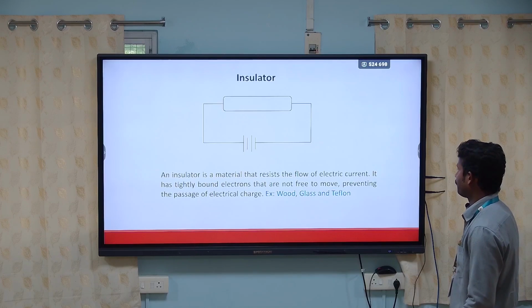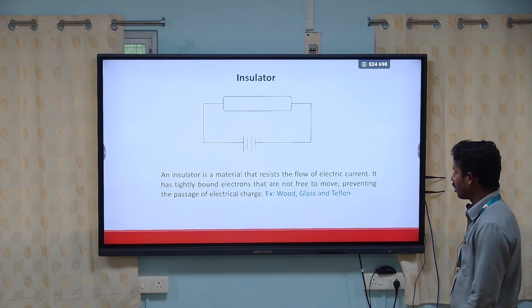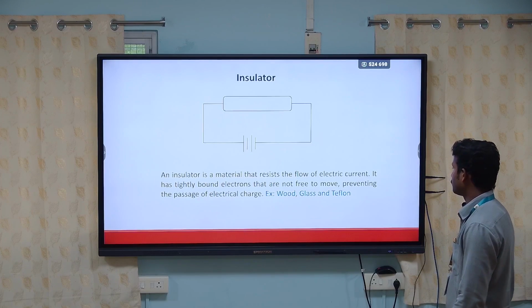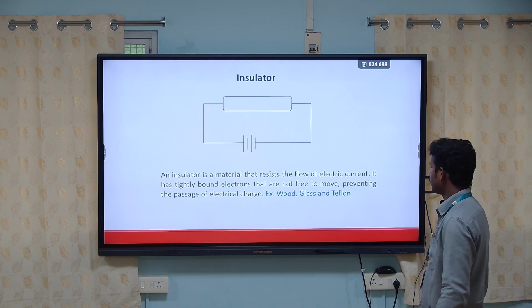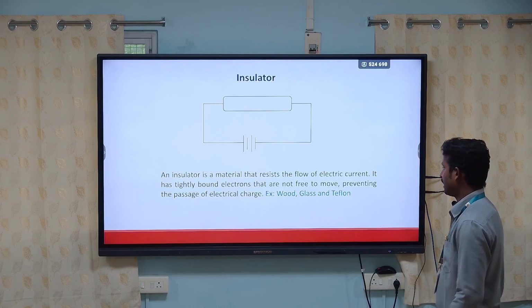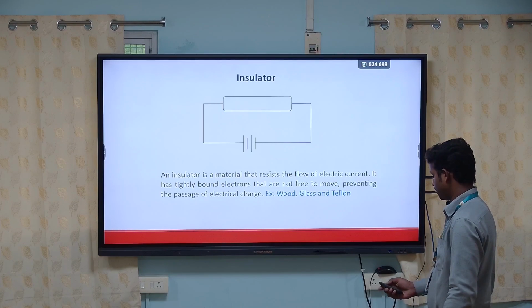Next, insulator. An insulator has poor conductivity. Those substances cannot allow the charges to pass through them. Such a substance we call an insulator. The examples for insulators are wood, glass and Teflon. If you take dry wood, its conductivity is around 10 to the power minus 14 Siemens per meter.